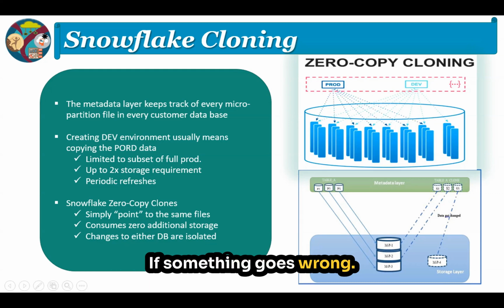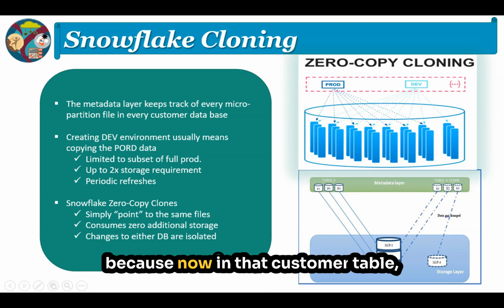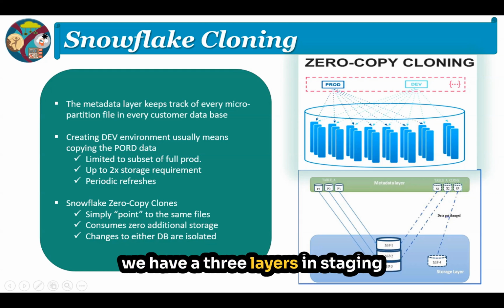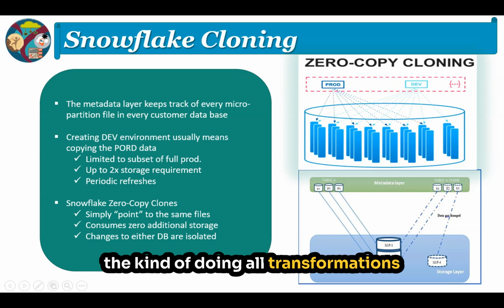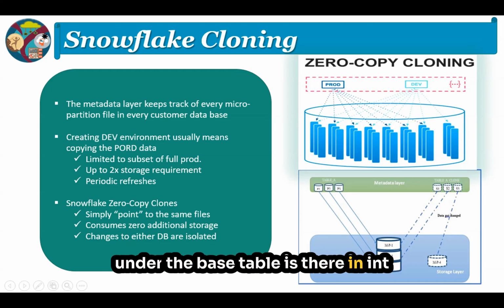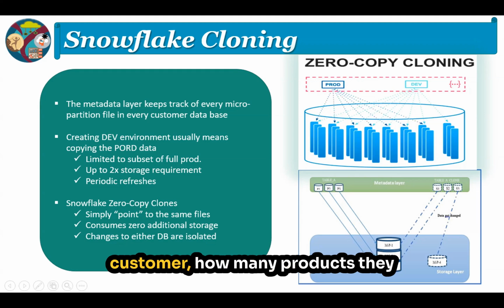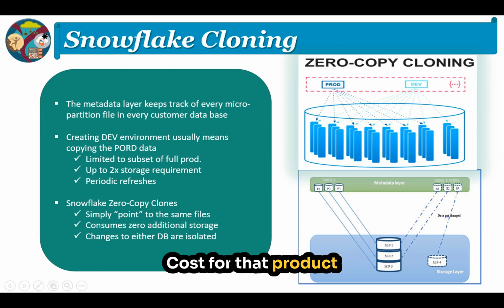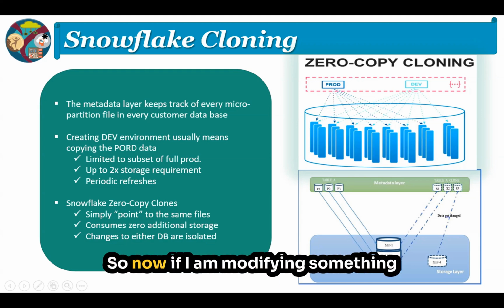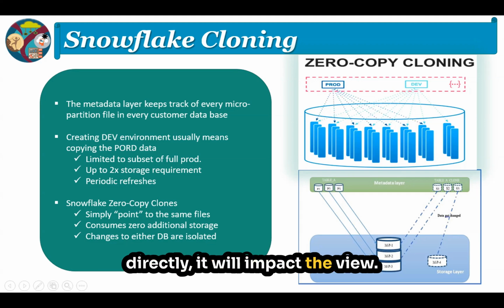If something goes wrong, it will impact the live reports and all, because in that customer table we have three layers: the staging layer, the integration layer, and the int layer. In the integration layer I have built all the transformations, and the base table is there. In the int layer, the prior layer, I have created a view where I am seeing for each customer how many products they have purchased and what is the total cost for those products. So if I am modifying something in this particular int layer, it will directly impact the view.